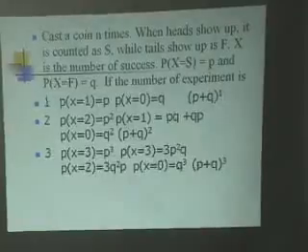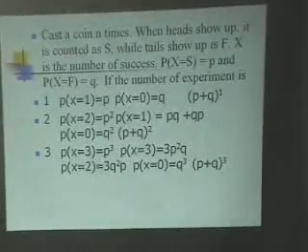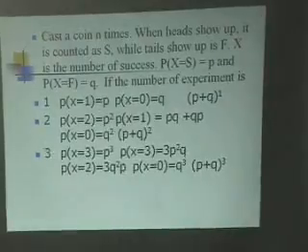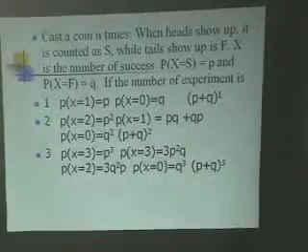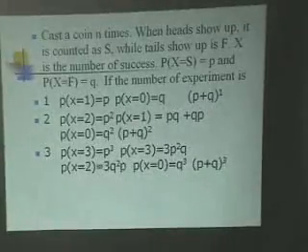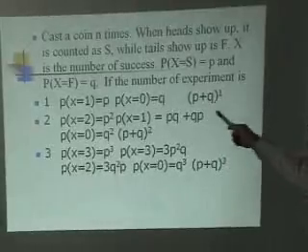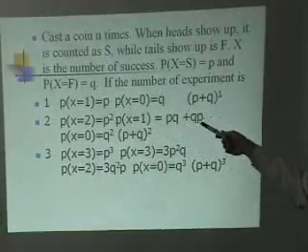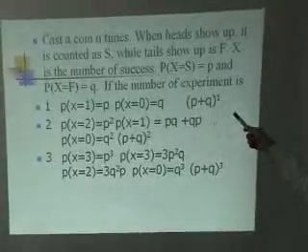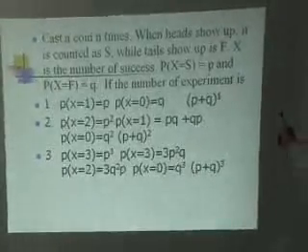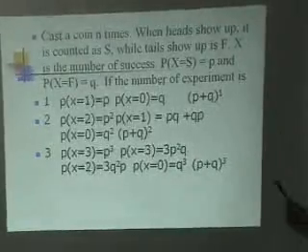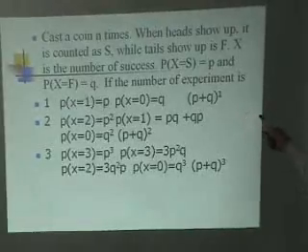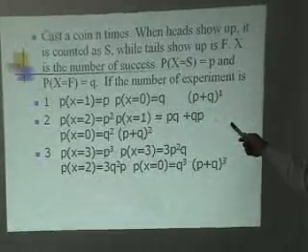So now we are going to get to the binomial distribution. We want to get to the mean and also the variance. So here again, we're going to cast a coin twice, and when heads show up, it is counted as S, a success. When tails show up, it is a failure. X is the number of successes. The probability of X equal to S is P, and the probability of X equal to F is Q.